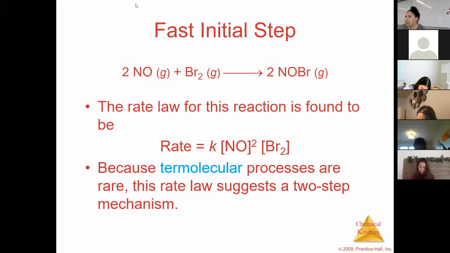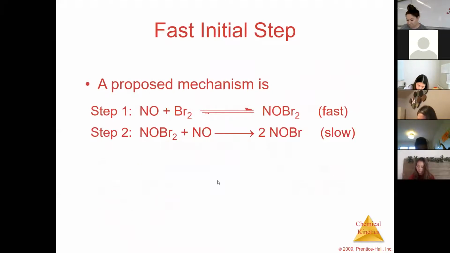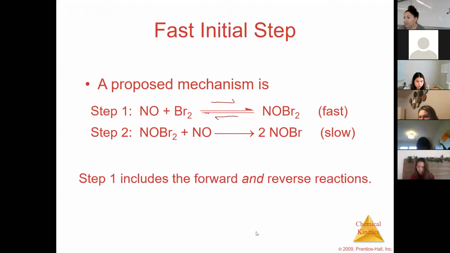So let's take a look at that. A proposed mechanism could be something like this. We do have an intermediate. I'll tell you what these double arrows mean. It's a half arrow forward and a half arrow back. That means these reactants are combining to make products, and those products are going in the reverse reaction and breaking down to make reactants at the same rate. So that means your forward reaction is just as fast as the reverse reaction. So step one includes the forward and the reverse reactions.